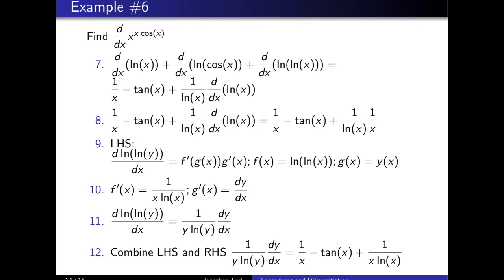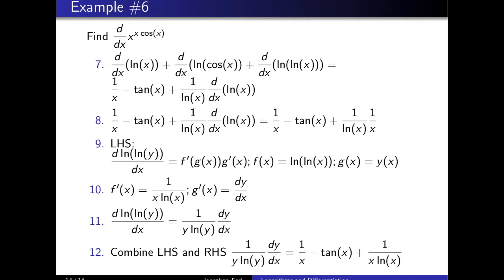What I'm going to do is say our outer function is ln of x, and the reason for that is we just found its derivative on the right-hand side, and then our inner function is y of x. So from what we just found on the right-hand side, the derivative of ln of x is 1 over x, and then our g prime is just dy by dx. So the derivative of ln of y with respect to x is going to be 1 over y times dy by dx.